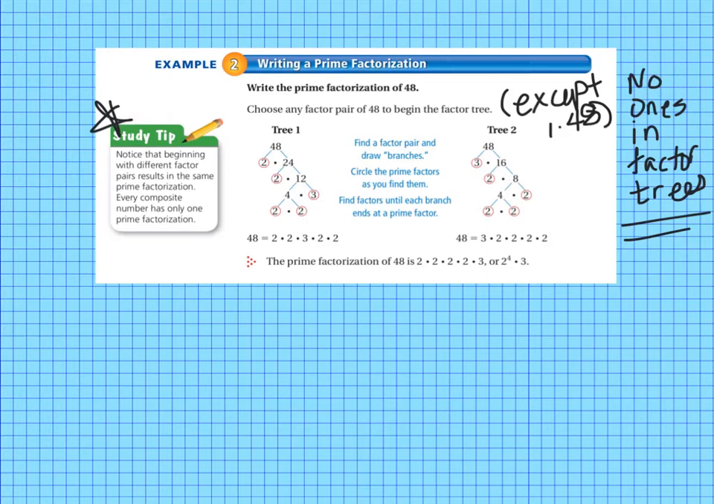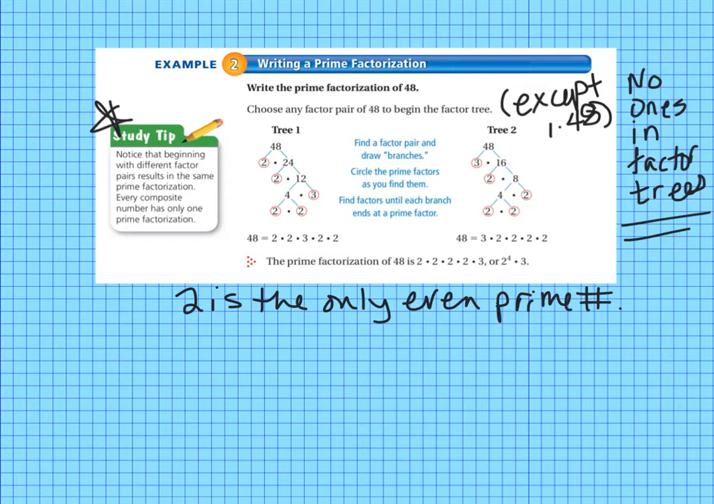And then we look at 24. It's not a prime number. So two numbers that multiply together to equal 24 are 2 times 12. This 2 is circled as well. 12 is not circled because it's not prime. Remember, 2 is the only even prime number. Write that in your notes.